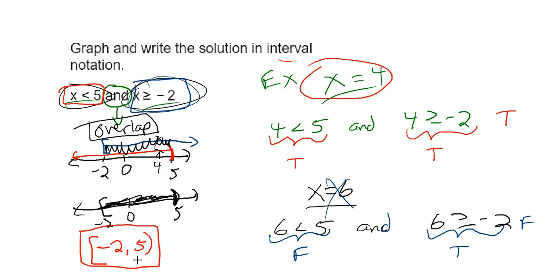So that is graphing and writing the solution set to this compound inequality in interval notation. And that's how AND works.